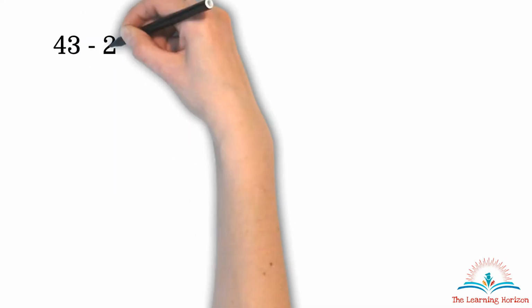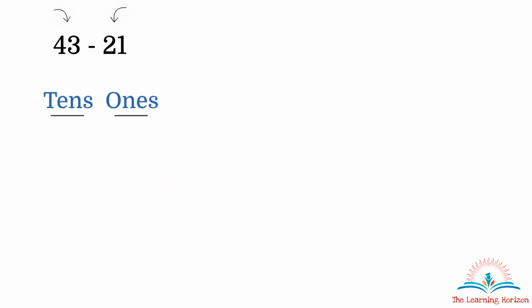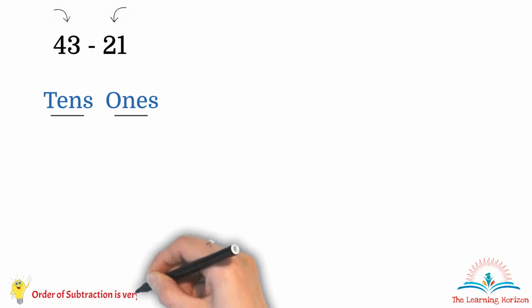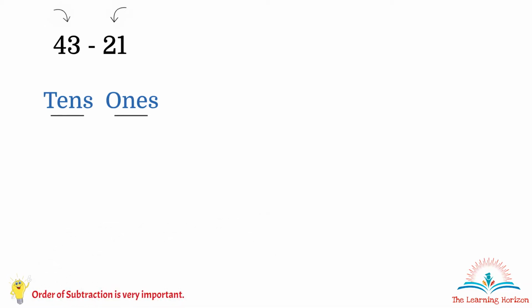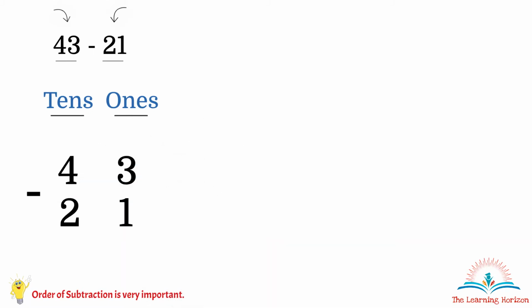43 minus 21. We know every two-digit number has two places, tens and ones. Our first step is to line up these numbers into tens and ones. We know a subtraction fact that order of subtraction is very important. So while we line up the numbers, we do keep this fact in mind. That is 43 minus 21.